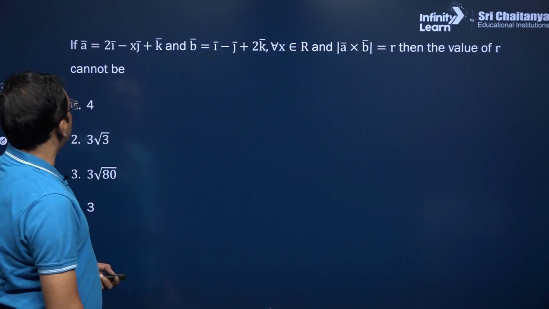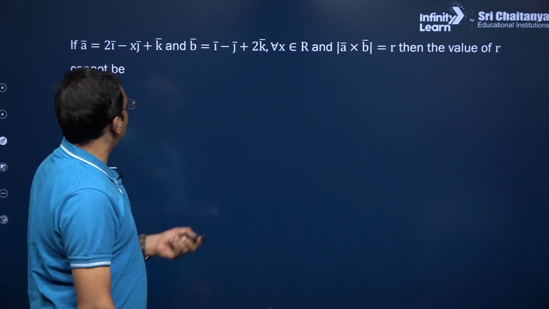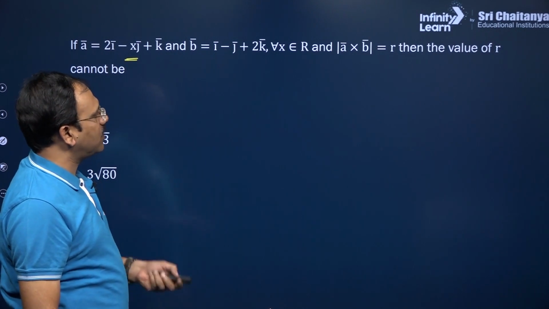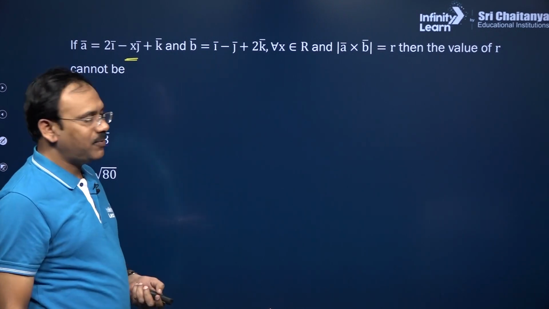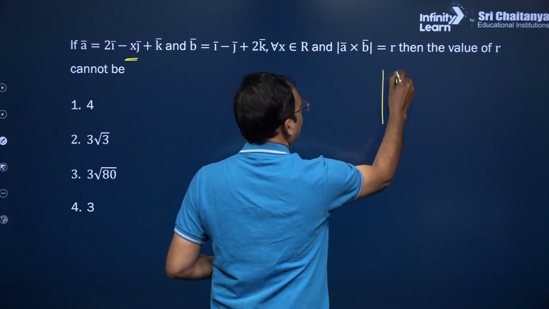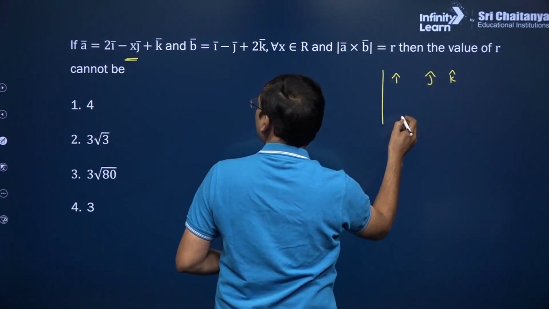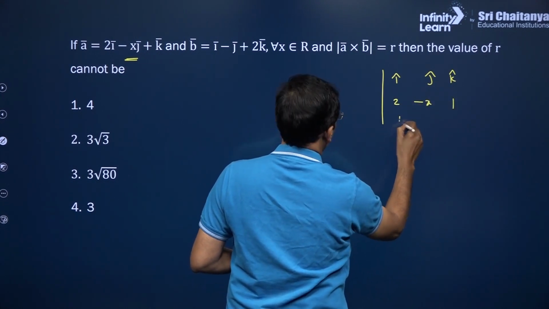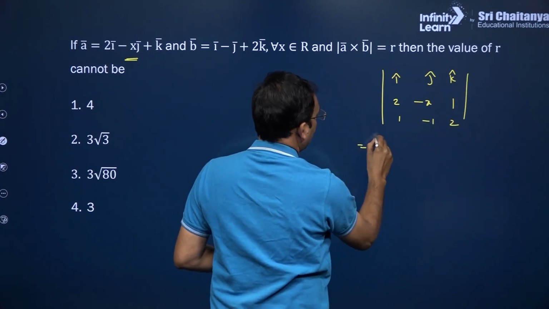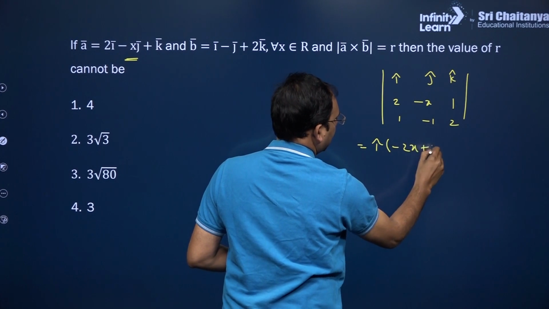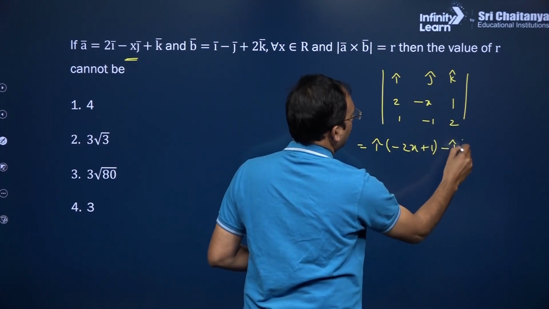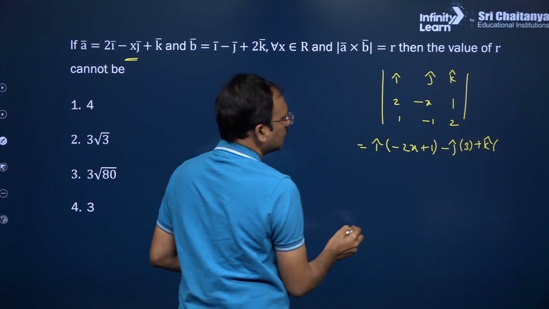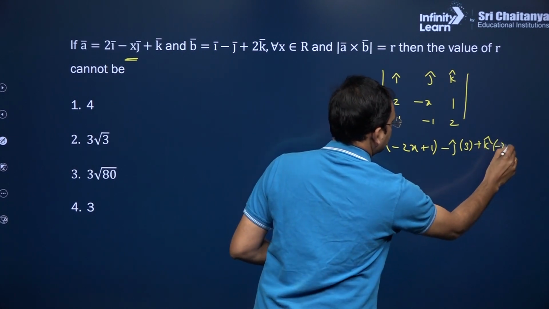Okay, next, you see this question, a bar, b bar are given. Of course, there is an unknown called x here. He wants the magnitude of a cross b to be r, then the value of r cannot be. Here you just try to find a cross b, i cap, j cap, k cap. A vector is 2 minus x 1, second is 1 minus 1 2. So this is i cap into minus 2x plus 1, minus j cap into, you can say, 4 minus 1, 3, plus k cap into minus 2 plus x.